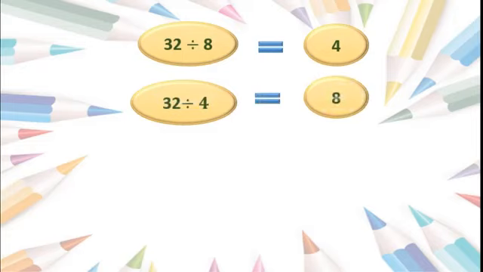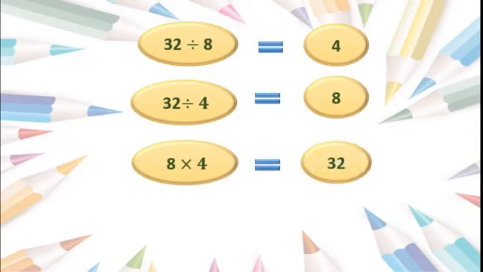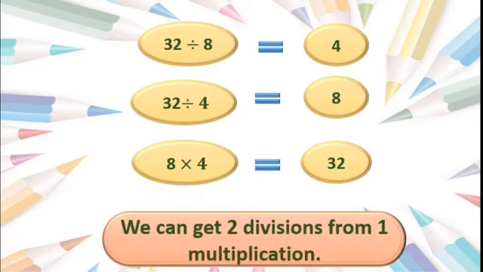4 8s are 32. Means we got two divisions here. We will make one multiplication. What is the multiplication here? Correct. 4 multiplied by 8 or 8 multiplied by 4, one and the same. Correct? 8 4s are 32. Isn't it? Means we can get two divisions from one multiplication. This we have studied in detail in the last lecture, isn't it?